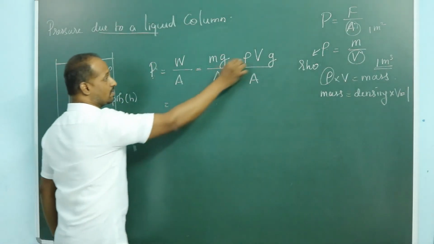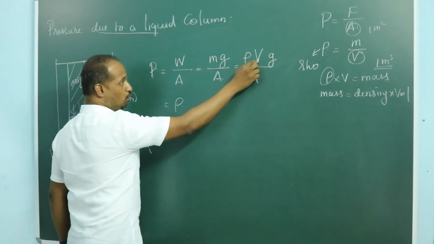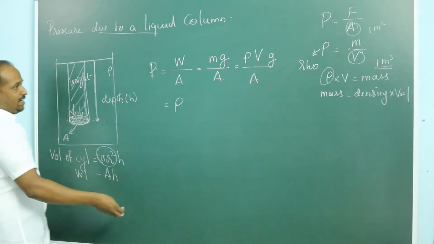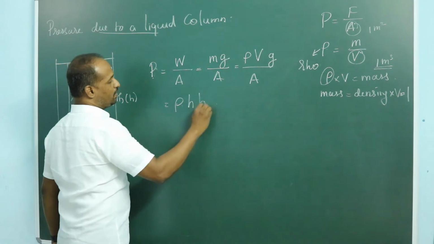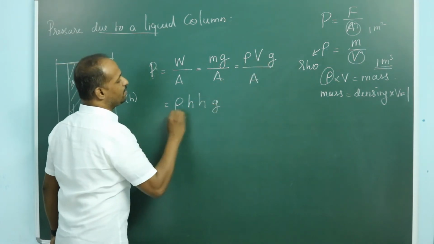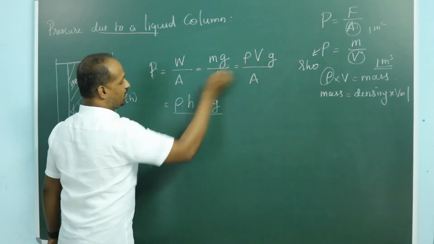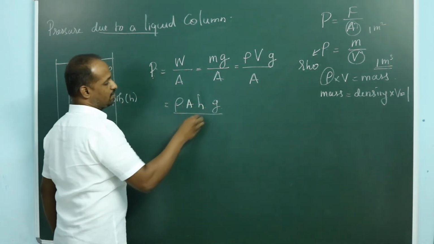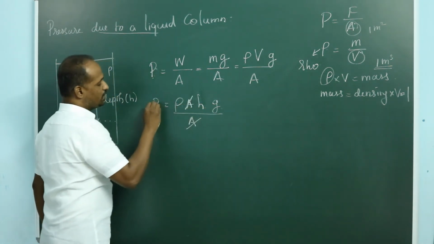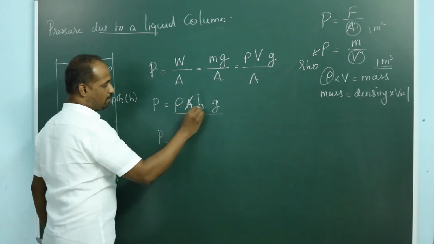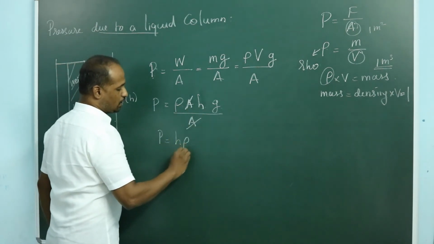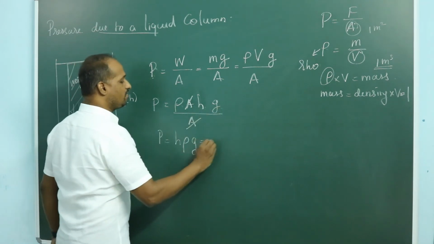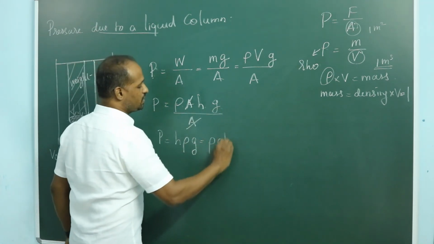Then density into volume, where the volume of this cylinder is area into height. So density into area into height into gravity, divided by the area. So it is area into height by area. When you cancel this, the pressure due to a liquid column comes out as h rho g, or you can even say it as rho g h.